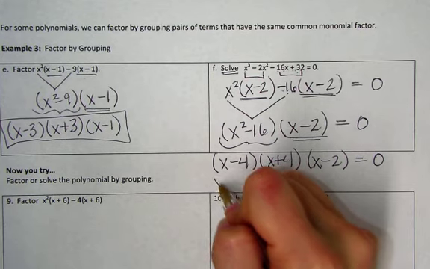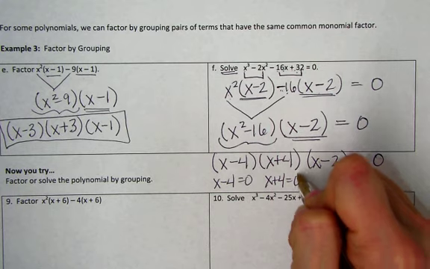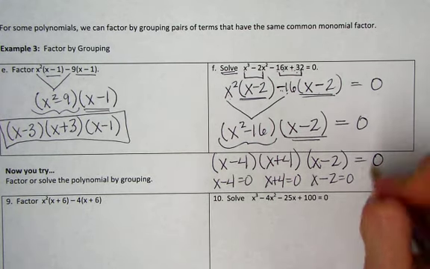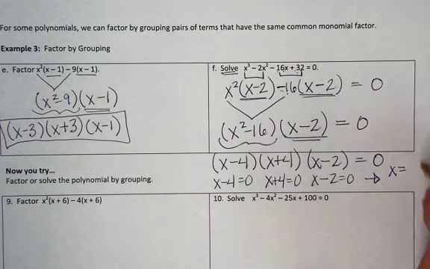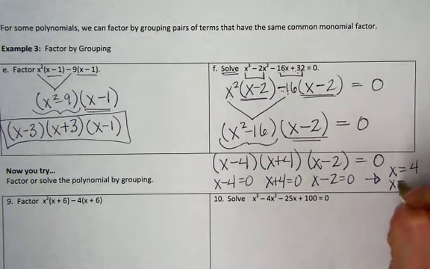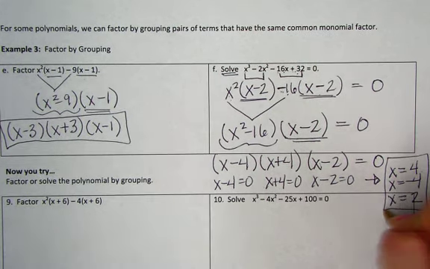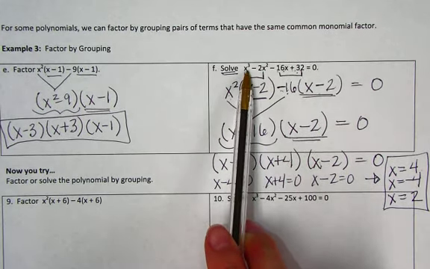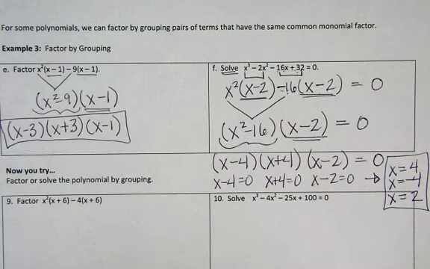So if I set each group equal to 0, so that's my first group, x plus 4 equals 0, x minus 2 equals 0, and I solve for my x's, I would get x is equal to negative 4, and I would add the 2, so this would give me a positive 2. My leading degree here was x cubed, which means I should have 3 values or 3 answers for x, even if they are imaginary, but in this case they happen to be all real numbers. 4, negative 4, and 2 are my answers for letter F.